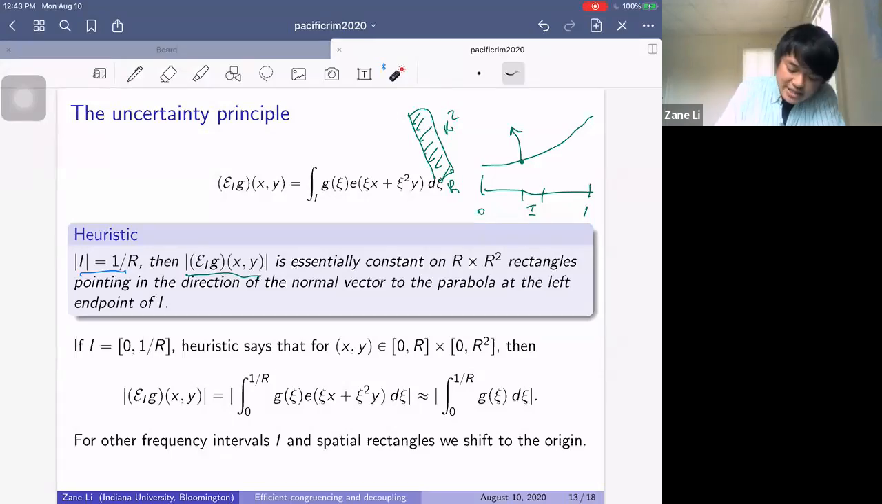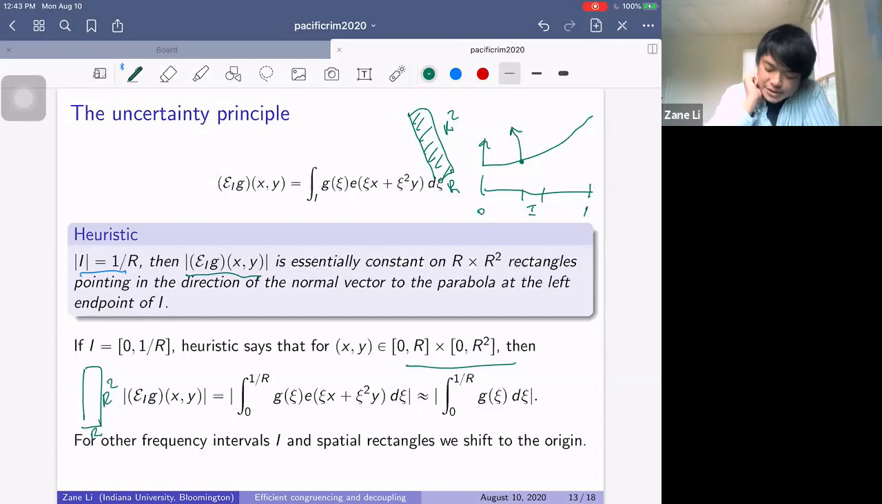So let's do the case when I is just the interval 0 to 1 over r. When I write 1 over r, you should think that this is scale 1 over r, not truly 1 over r. So I is an interval of size 1 over r, and so in that case, the normal vector is vertical. So let's pick a vertical r by r squared rectangle, in particular this one. So why do we expect that this extension operator over here is essentially constant on this rectangle?